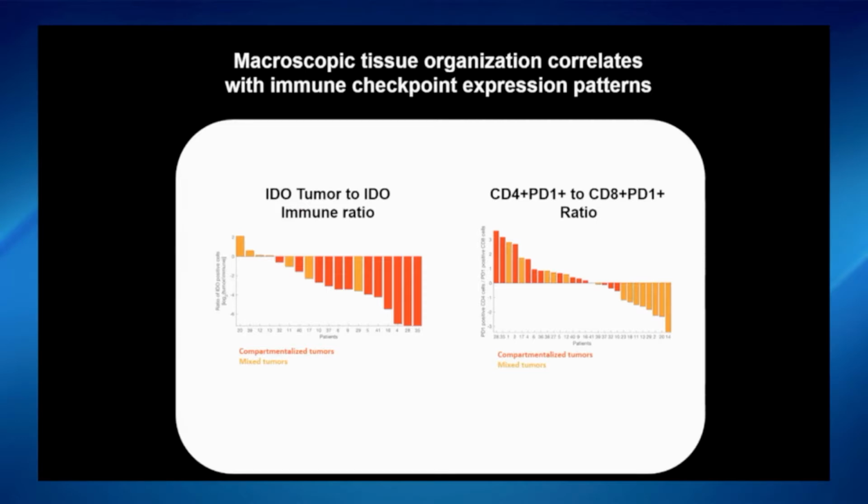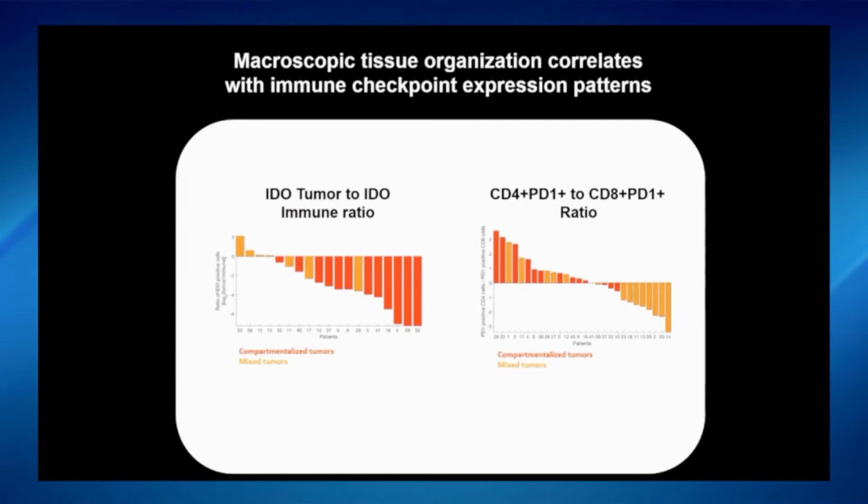So take that together. That means that the compartmentalized have, more often than not, a lot more immune cells that are PD-L1 positive and IDO positive. And if there's PD-1 present, it seems to be on CD4s. And on the mixed, it seems the PD-L1 seems to be on tumor, and PD-1 seems to be on CD8s.